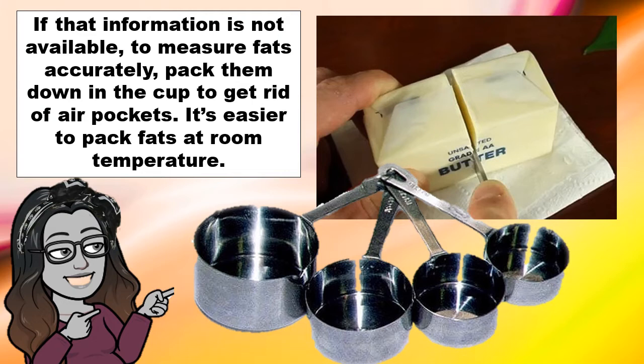If the measurement information is not available on the wrapper of the butter, to measure fats accurately, pack them down in the cup to get rid of the air pockets. It's easier to pack fats at room temperature, or when they're not frozen.